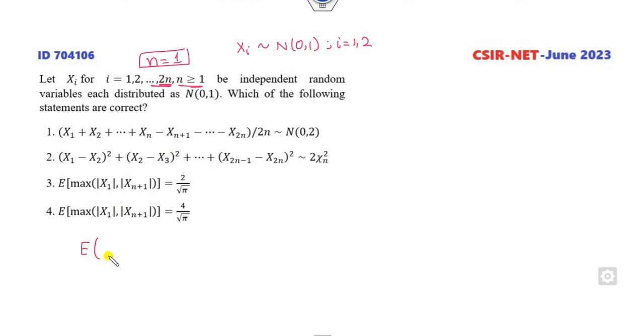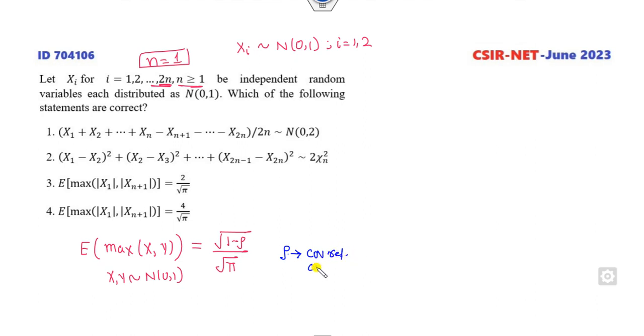Firstly, we all know the expected value of the maximum of X comma Y. If X and Y follow the normal distribution, it is always (1 minus rho) over root pi. This is a simple shortcut tip for you. What is rho? Rho is the covariance or correlation coefficient. What is the correlation coefficient of this? They are independent, and for independent variables the correlation coefficient is 0. So it is 1 over root pi.